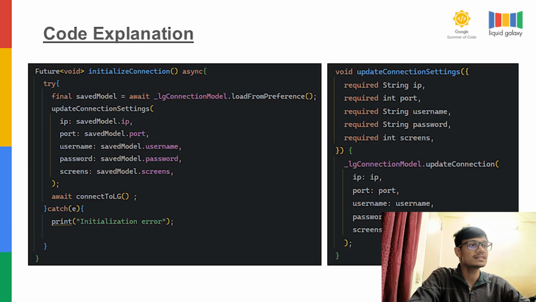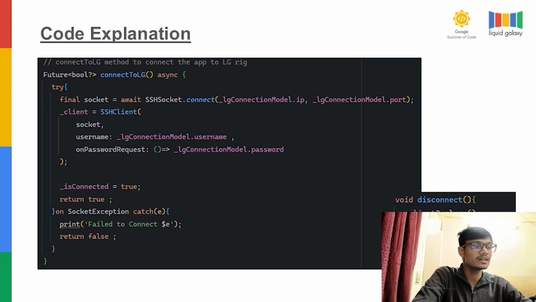This is the initialize connection function. When the app launches, the function loads saved connection details and immediately attempts to establish an SSH connection with the LG rig. This function uses the update connection setting function for this purpose. We are done with the parameter part: collecting, updating, and saving all these.